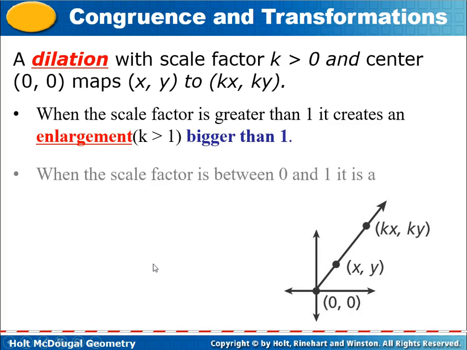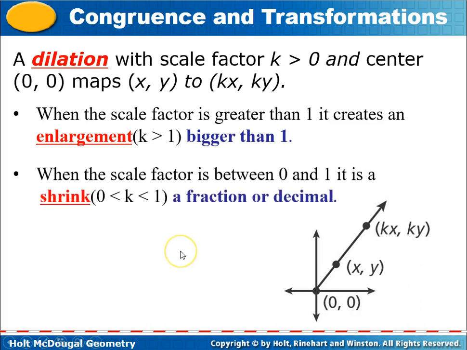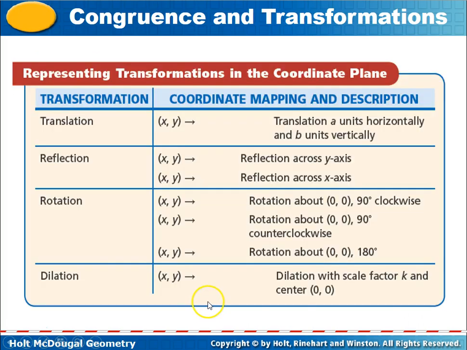The next blank, the third blank up there at the top of the page, says when the scale factor is between 0 and 1, it is a shrink. So basically this means that k is now a fraction or a decimal. And when k is a fraction or a decimal, we know that the shape is going to get smaller. So this image over here is our origin, this is our xy, and it's just going to get bigger whenever we multiply it by a scale factor that's greater than 1. Now, if k was a fraction or decimal, it would actually go down here and get smaller.